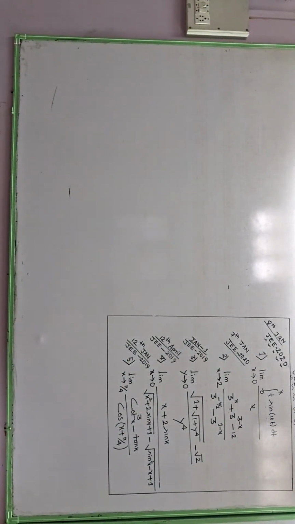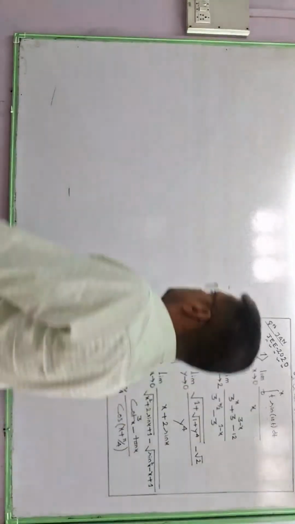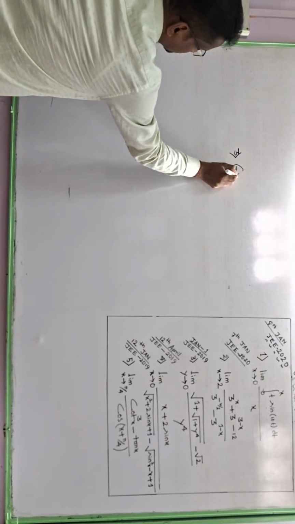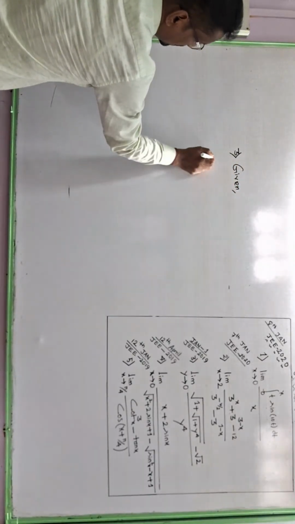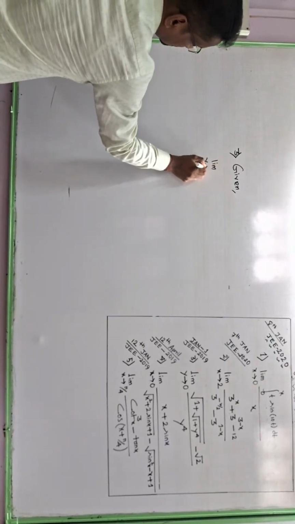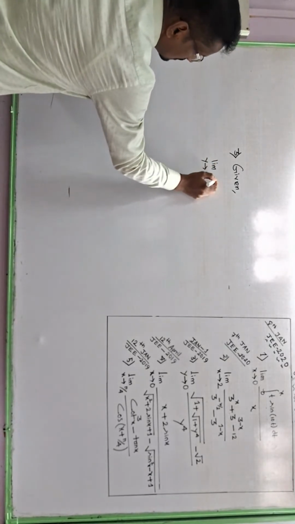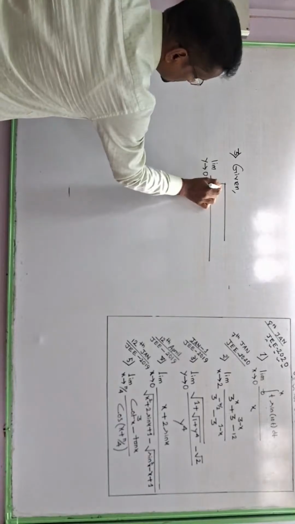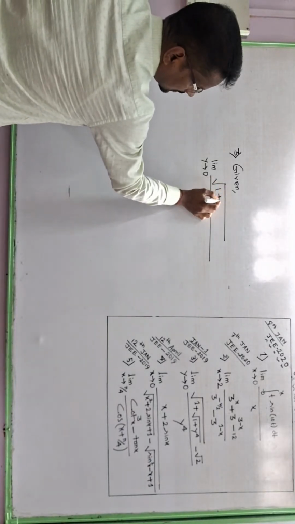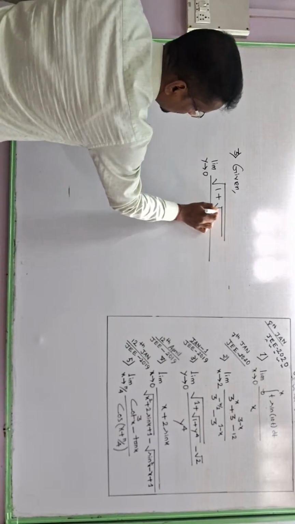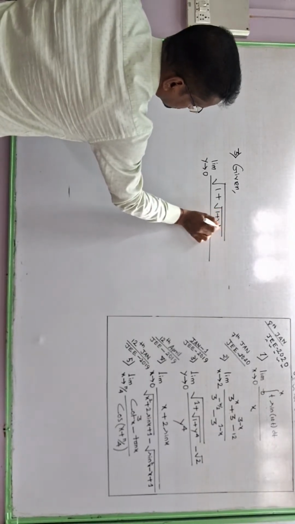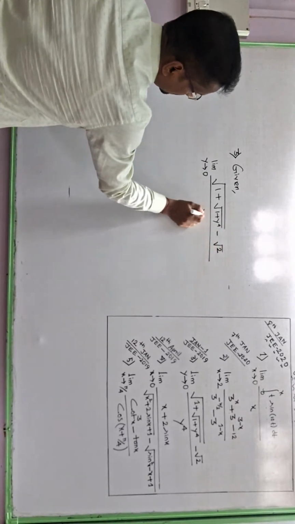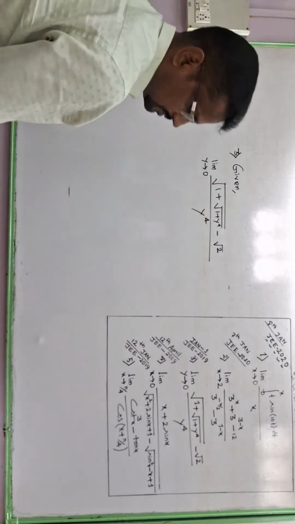Number 3, given: limit y tends to 0, under root over 1 plus root over 1 plus y to the power 4, minus root over 2, divided by y to the power 4. You have to find out the limit of this.